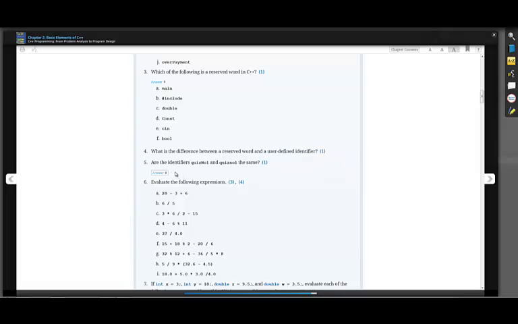Number 5. Look at this. Are the identifiers quiz1, Number1, and quiz Number the same? Well, the answer is no, because what's wrong? Uppercase N and a lowercase n, those are two different things. Okay? So let me pause right now.